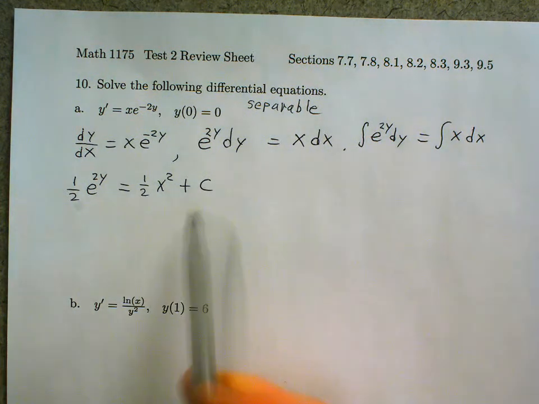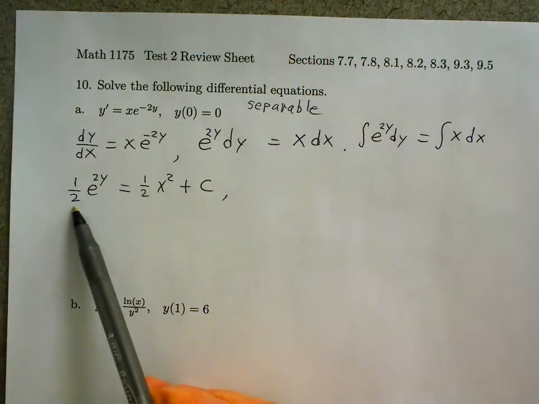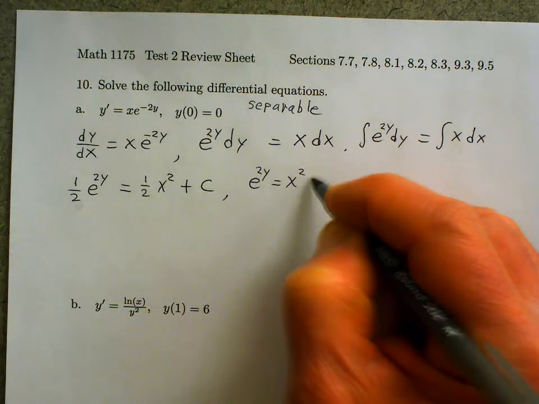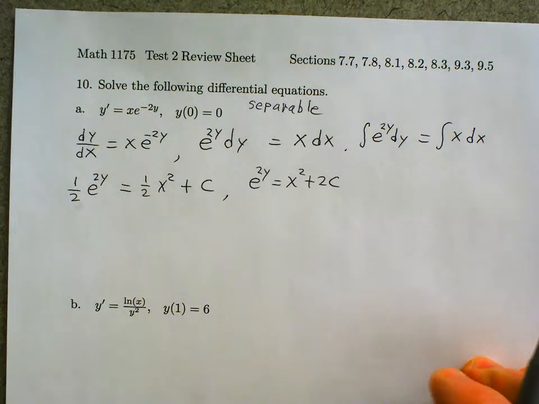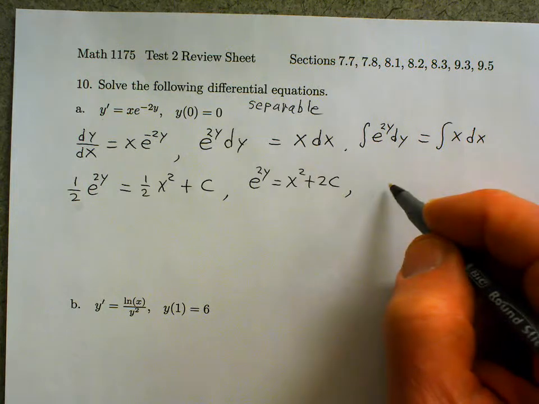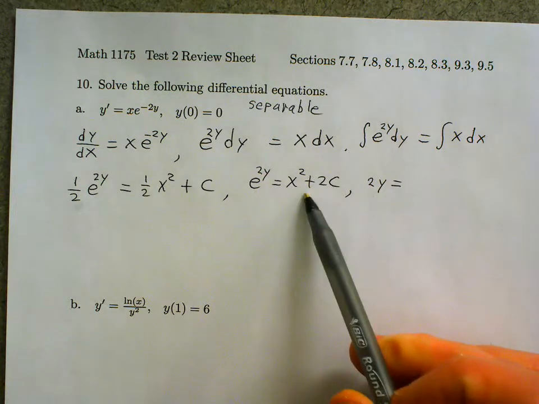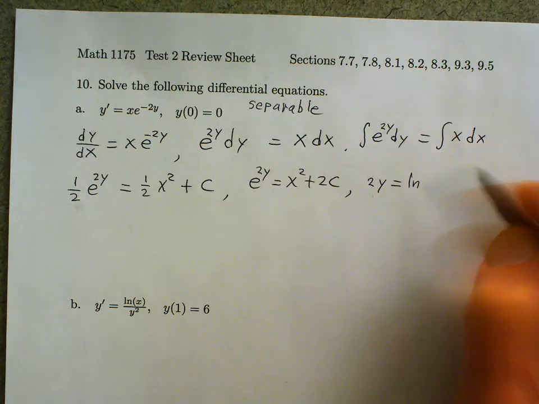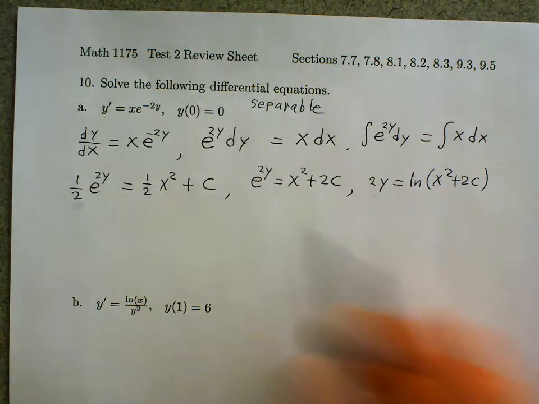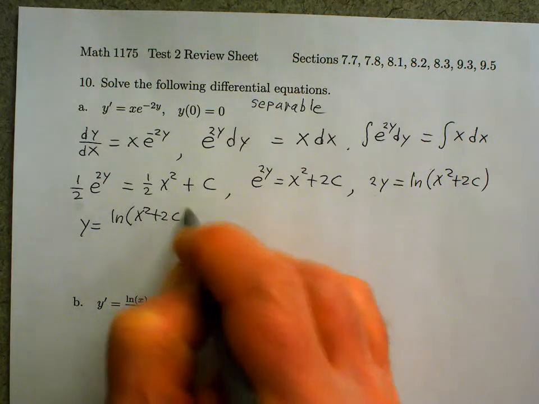But we include the constant of integration on one side. So we want to solve for y, so we can multiply both sides by 2, and we'll get e to the 2y equals x squared plus 2 times c. Then take the natural log of both sides. The natural log of e to the 2y is 2y. And the natural log of x squared plus 2c is the natural log of x squared plus 2c. And then divide everything by 2. So we get y equals the natural log of x squared plus 2c all divided by 2.